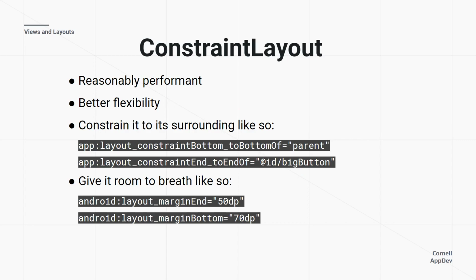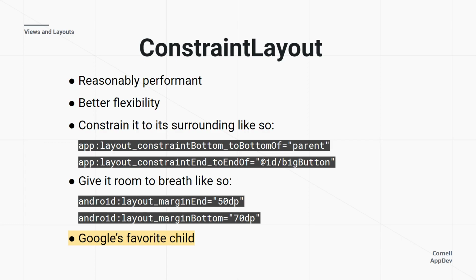This is the new one, ConstraintLayout. It's relatively performant and has better flexibility. You can constrain it to its surroundings by choosing constraints inside the XML and pointing it at either the parent or other parts of the layout, and that's what it's going to bind to. And then you give it room to breathe using margins, which actually can be used in any layout. You can give it margins against something to space things out and to give things some room for error. So this is Google's favorite child. They're using this everywhere, as their example for most code they do, most apps they make.